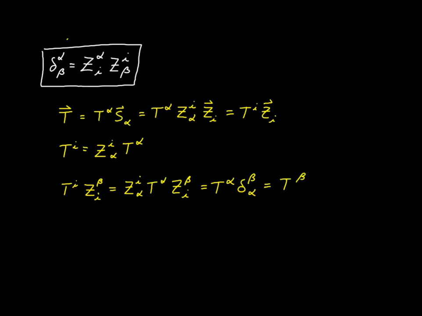And now I can swap sides of the equation and rename beta back to alpha, and that'll give us T^alpha is equal to Z^alpha_i times T^i. So this equation is one in which we can start with the vector component in the ambient perspective using the inverse of our shift tensor, and that'll produce the vector components in our surface perspective.